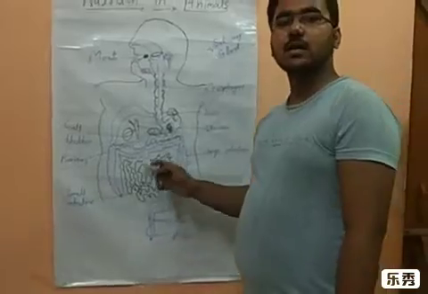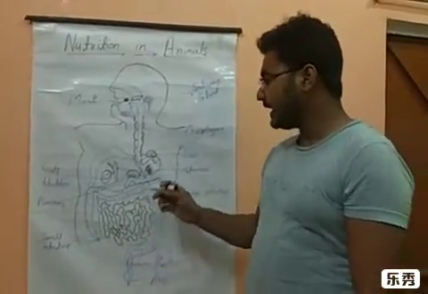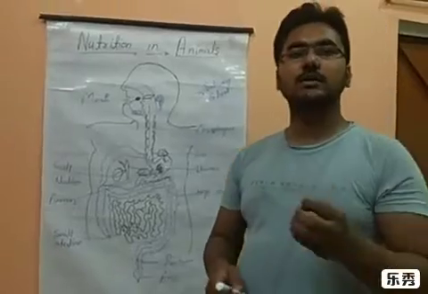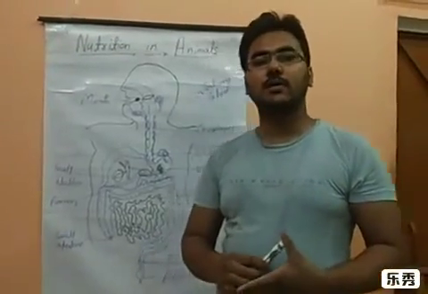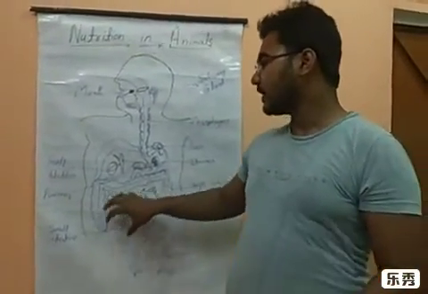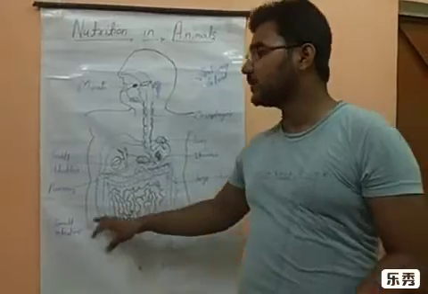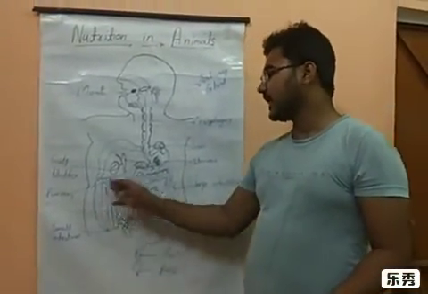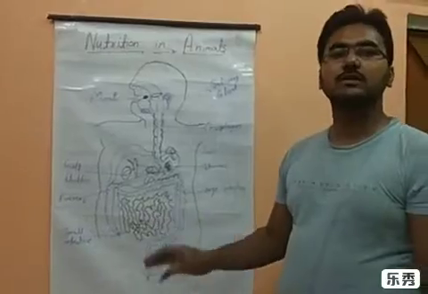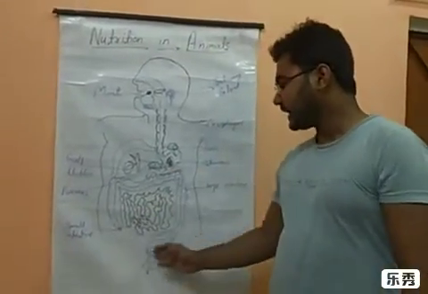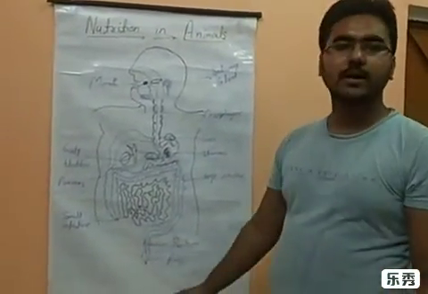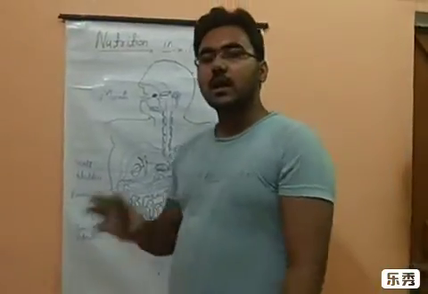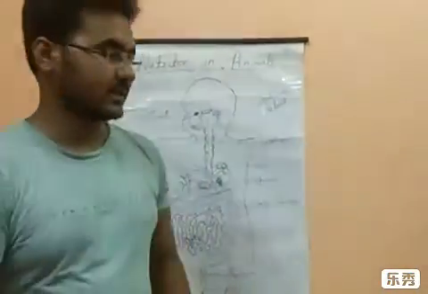In the small intestine, all the useful materials, or you can say all the energy-giving materials, are absorbed, and the remaining waste is transferred to the large intestine. From the large intestine, the unwanted waste material is excreted with the help of the rectum and the anus. Now we will talk about the large intestine and small intestine.